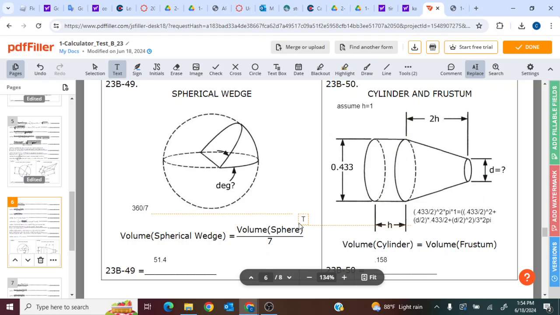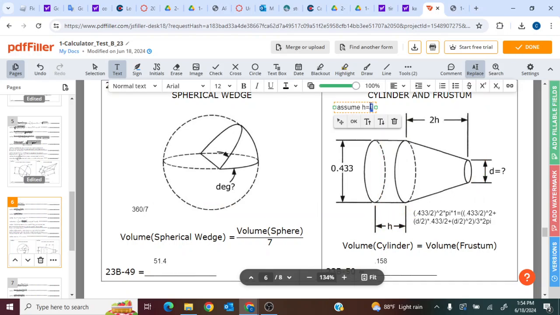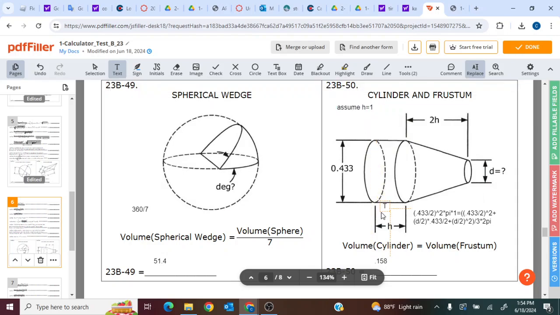50. In this case, the volume of the cylinder and the volume of the frustum are given to be equal. You are not given a value h, and you're not asked to solve for it, which means the value is irrelevant, and you can assign it to whatever you want. In this case, it's easiest to just make h equal to 1. Then you can do it that way.